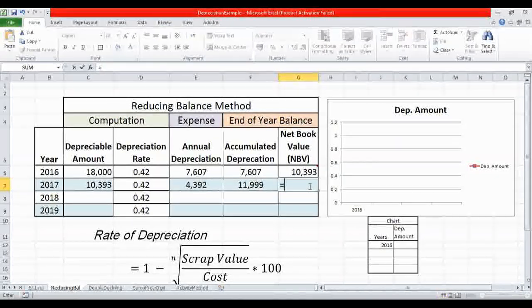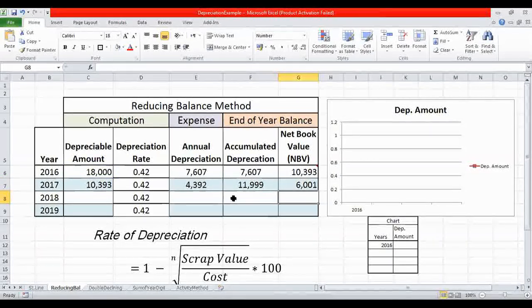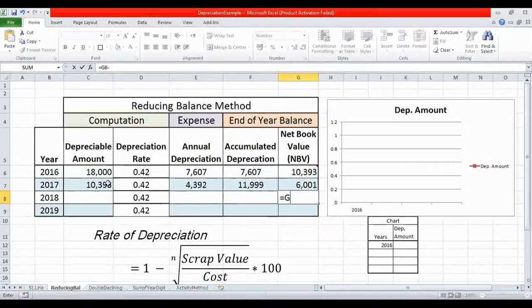So over here, 18,000 minus this accumulated depreciation. You can see it is giving us 6,001. Let's check that the other method is going to give us the same answer. So this value minus the current year, or rather than picking this value, let's pick this value. Both values are the same, so it doesn't matter which value you pick.